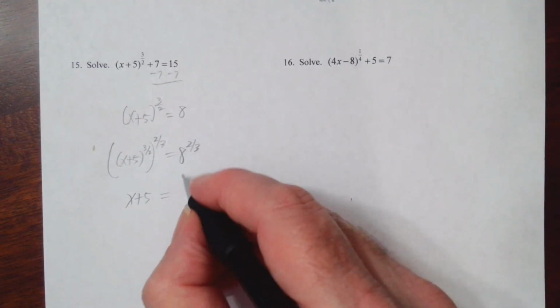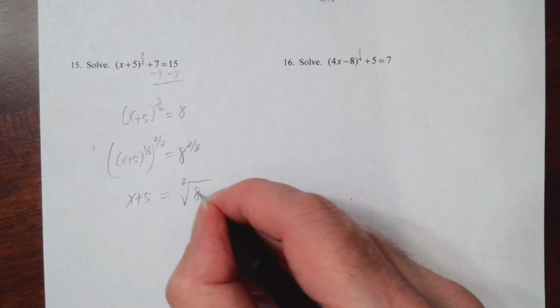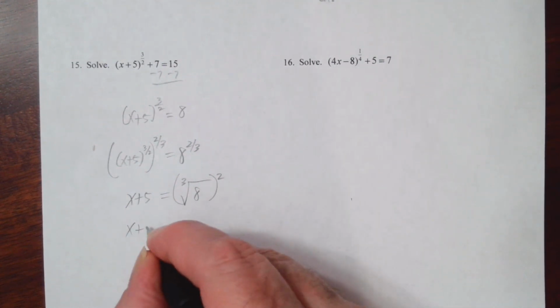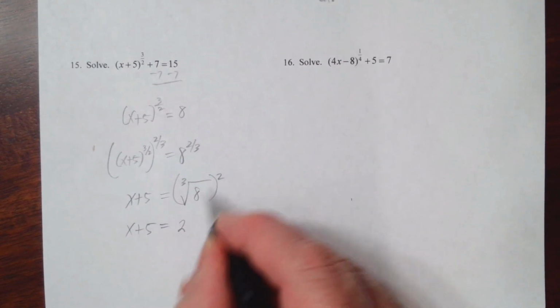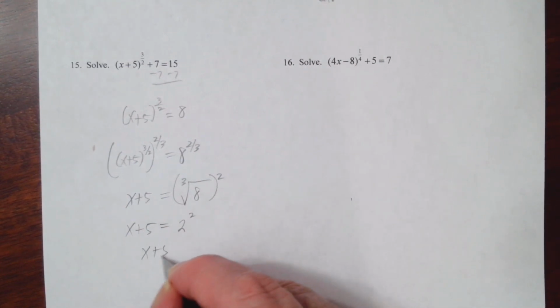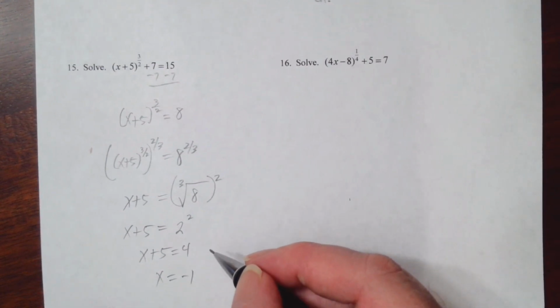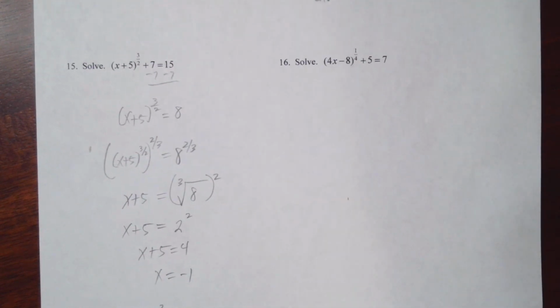plus 5. Over here, this is the cube root, the denominator tells us the root, of 8 squared, or again, we can put the 2 out here, which is preferable normally. Get x plus 5 equals, well, the cube root of 8, well, what number to the 3rd power gives you 8? That would be 2, and we're squaring it. So we get x plus 5 is 4, which means x is -1. And you can verify that if you plug in -1 here, 4 to the 3/2 power plus 7 is 15. You can check that on your own.